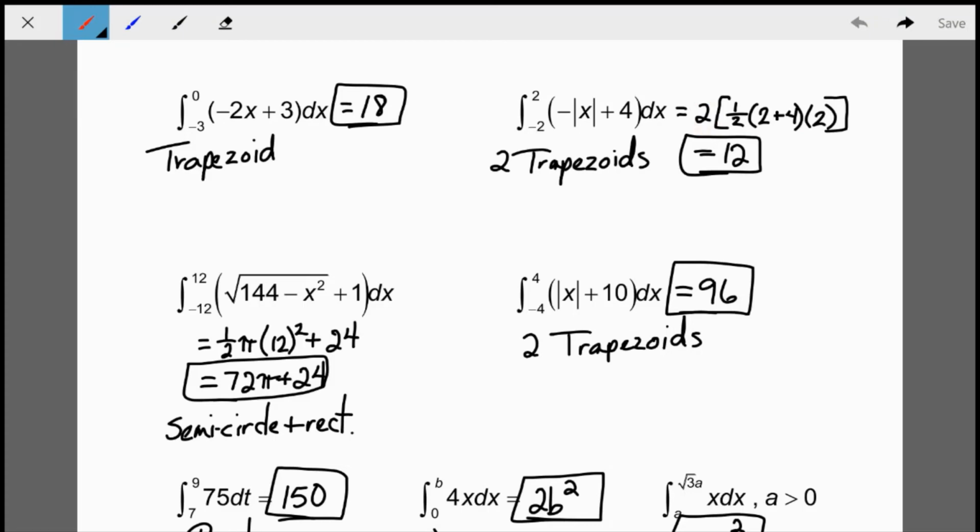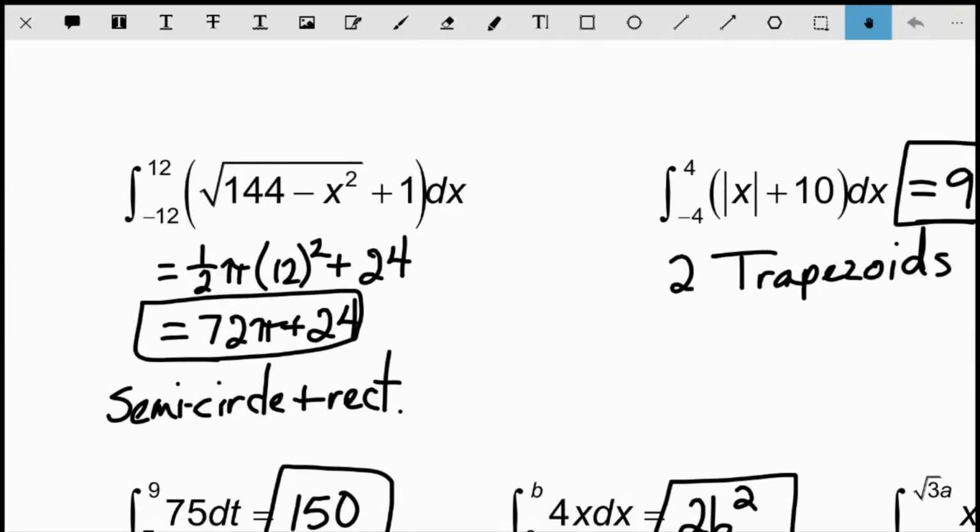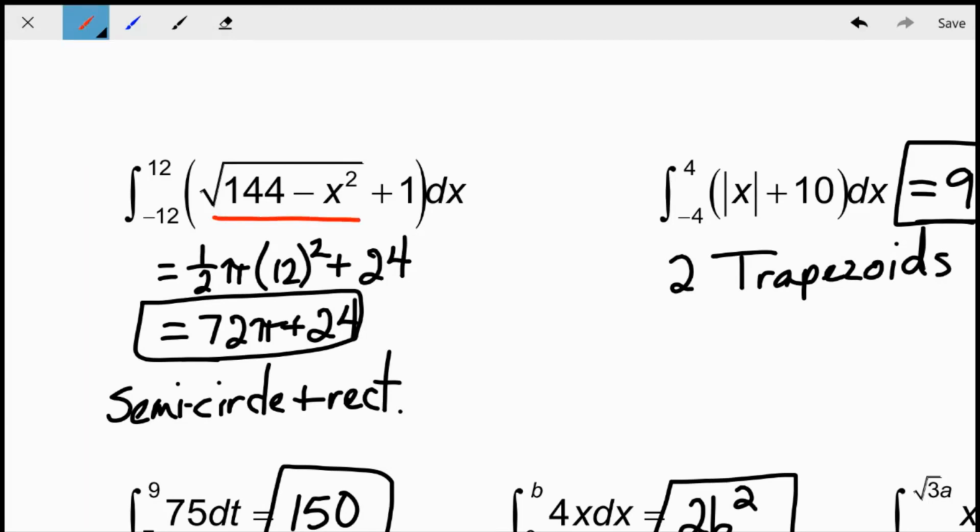Now, when you see things like the next one, you can always use the property that we talked about before, where we can think of an integral of multiple terms as the integral of each term separately. So you could think of this as the integral of square root of 144 minus x squared plus the integral of 1. And if you think about it that way, essentially what you have is a semicircle plus a rectangle. And if I do it that way, then the semicircle has a radius of 12. I'm going to do half of that in terms of the area formula. And then I've got a rectangle that has a height of 1, a base of 24.